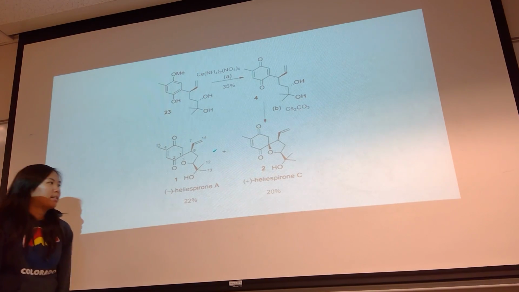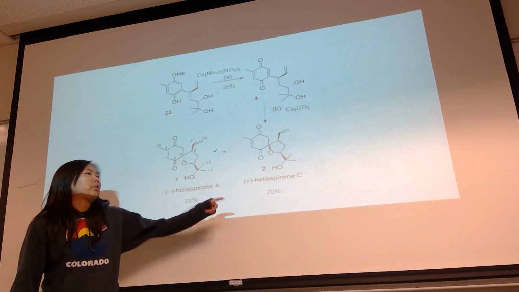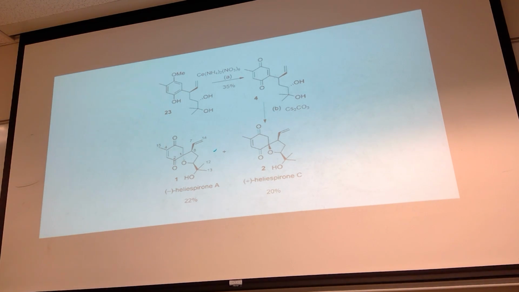So what they were trying to isolate is this Helisporin A, but they got it in a 1-to-1 ratio. Or I guess technically they weren't trying to isolate either one selectively, they just got both. So we got 22% of A and 20% of C. Any questions?